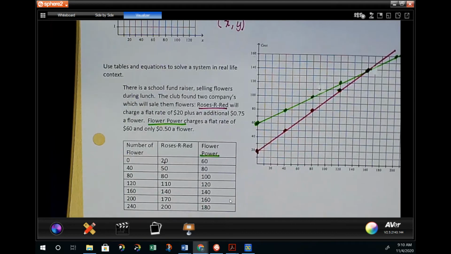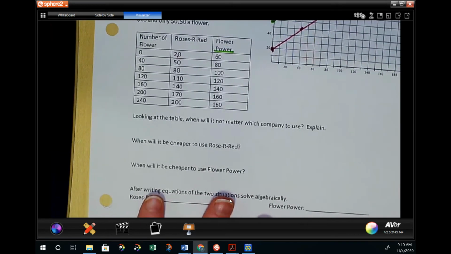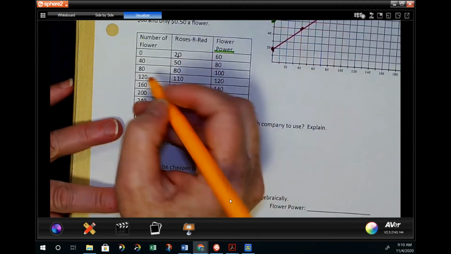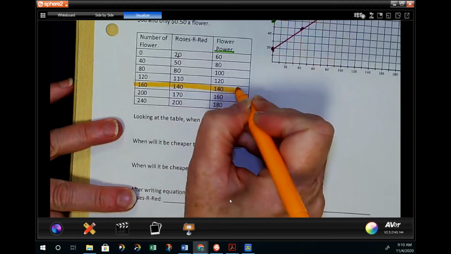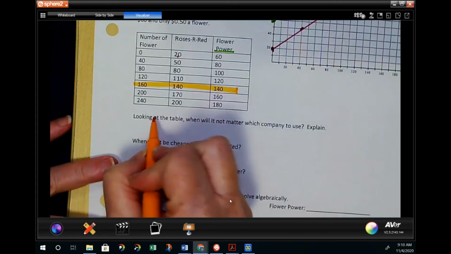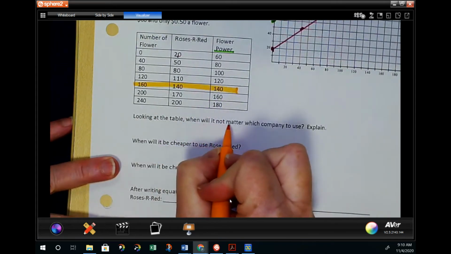So if you look at the table, it doesn't matter what company you'll use. So what they're saying with that, I go through and highlight when that actually matters, because that would be the same. So right there, they're exactly the same. So this question right here is saying, looking at the table, when will it not matter which company?